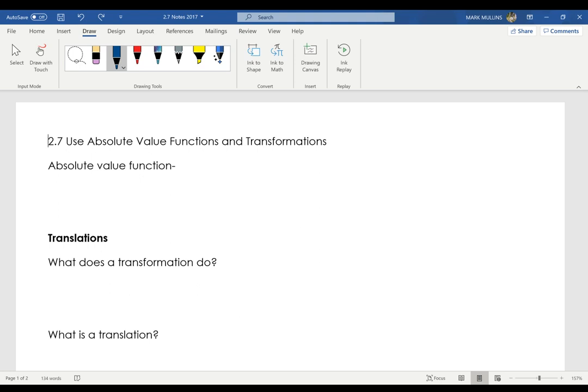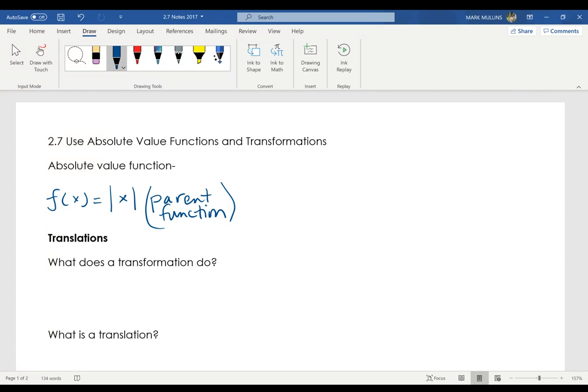2.7, use absolute value functions and transformations. So first we're going to worry about an absolute value function. So f of x equals absolute value of x would be my parent function. So that would be that base function that all the other absolute values are based on.